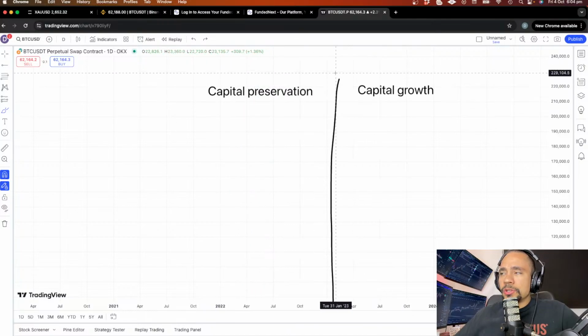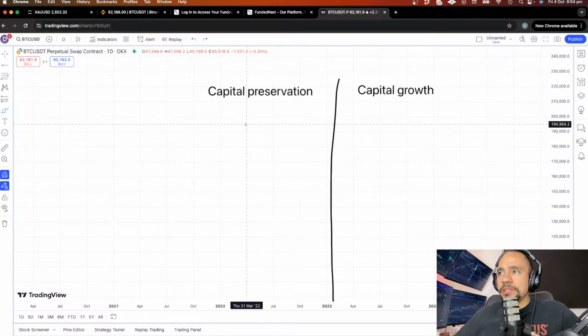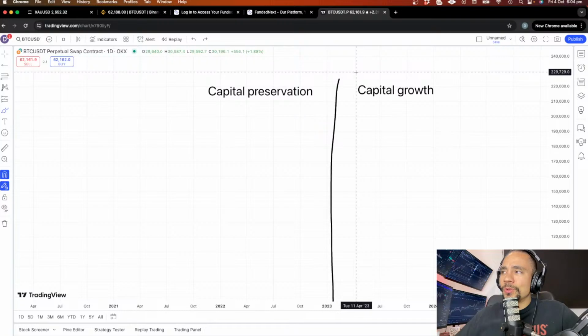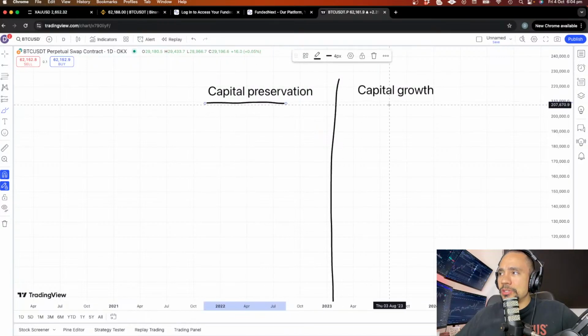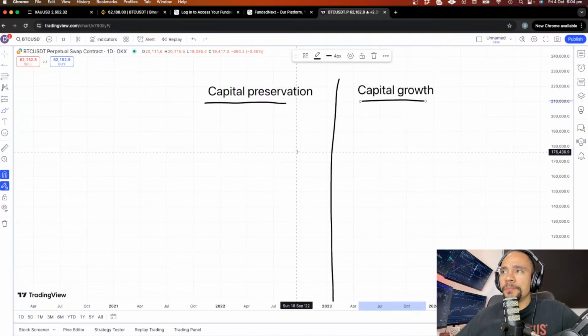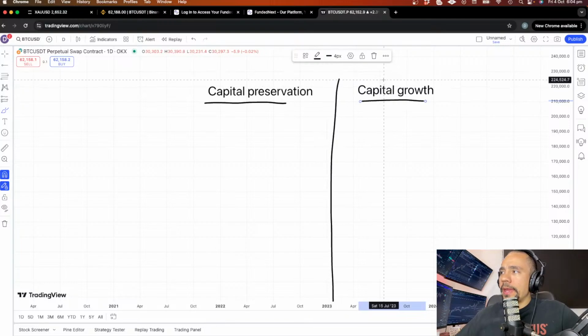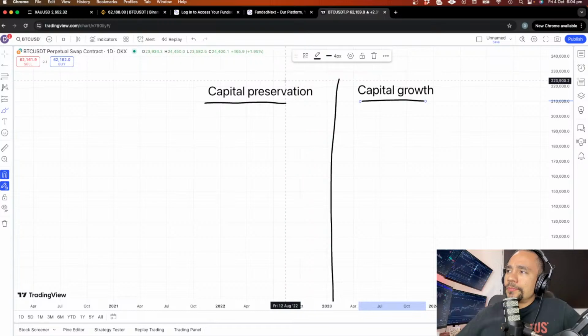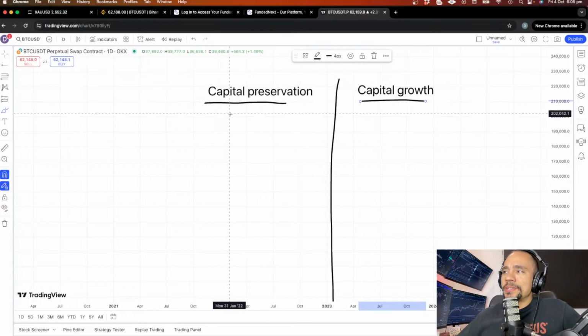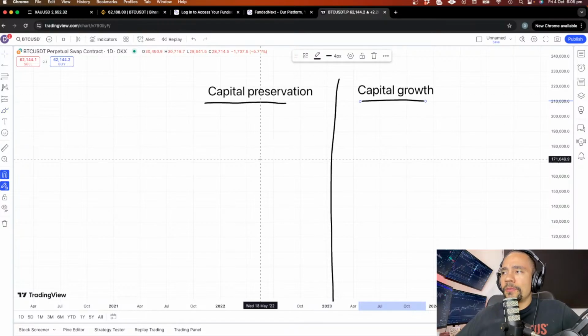Yeah, so today let's talk about this, because I think risk management is key if you want to become a successful trader. If you want to become a consistently profitable trader, you have to understand these two concepts, okay? Risk management, and how we can grow our capital and at the same time preserve the capital. Let's talk about that right now.